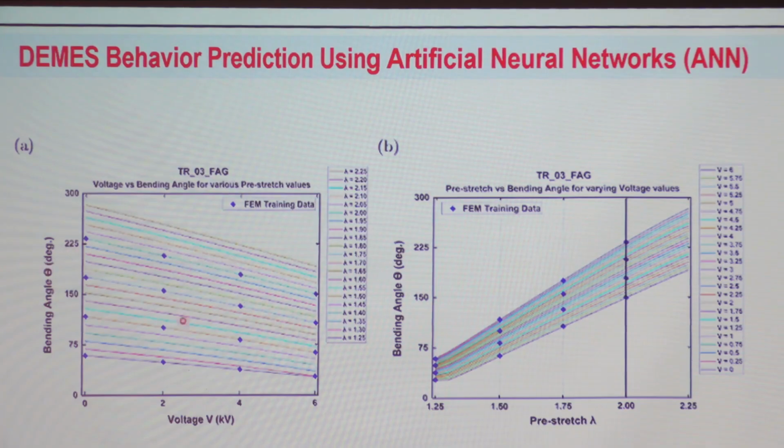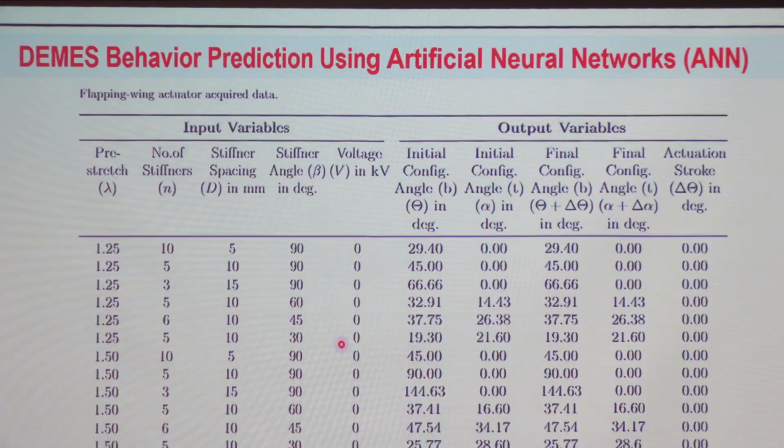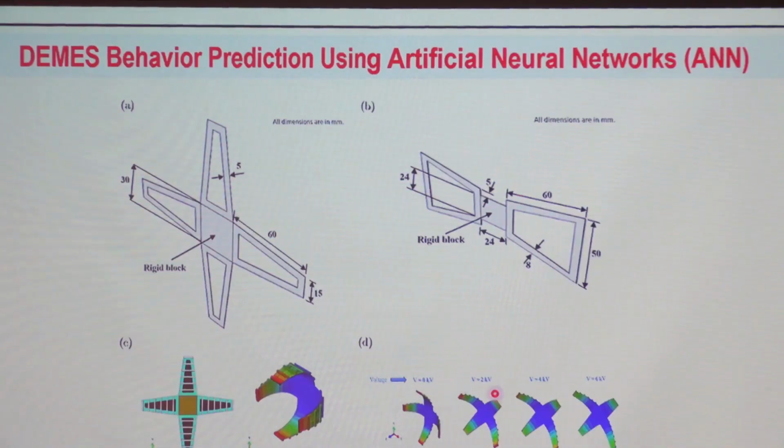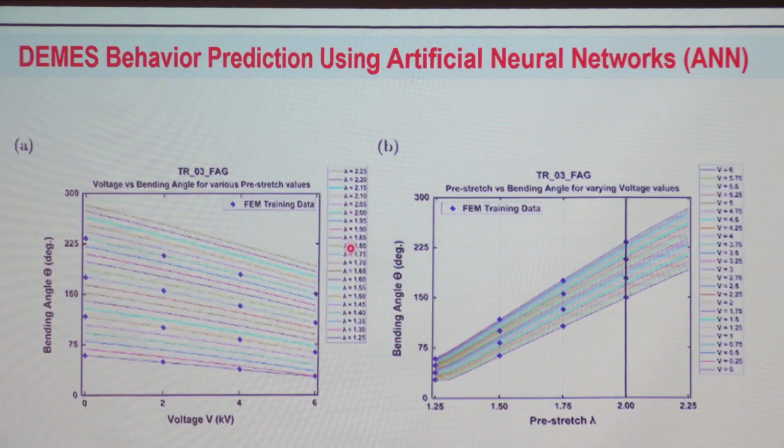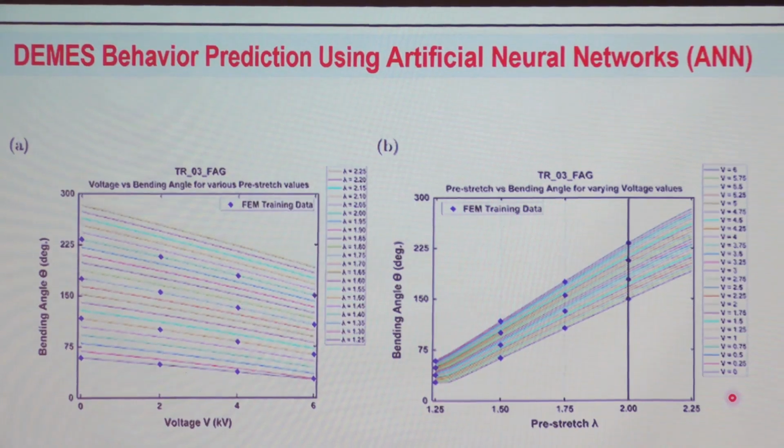By using this much data, we can predict the output for other input parameters. Similarly, in this case, for different pre-stretch, this is the bending angle versus voltage. Initially, if you go back, we had data for 0, 2, 4, 6 and for pre-stretch 1.25, 1.5, 1.75, 2. That's it. But now we have a lot of data for different pre-stretch and different applied voltage. After training, you can predict it.